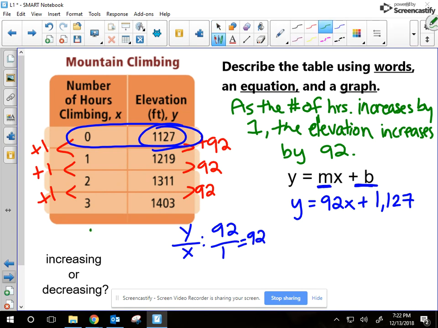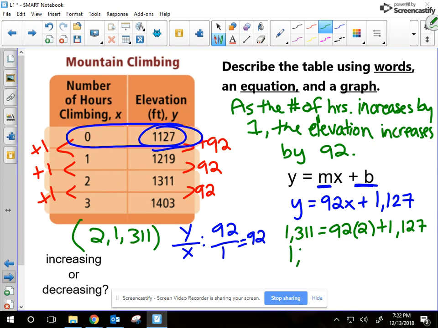Let's use the ordered pair, 2 and 1,311. We could have picked any one of them. Let's use that one. So we're going to plug in 1,311 for y. We have 92 times then 2 for x from that ordered pair in our table. And then let's simplify it.